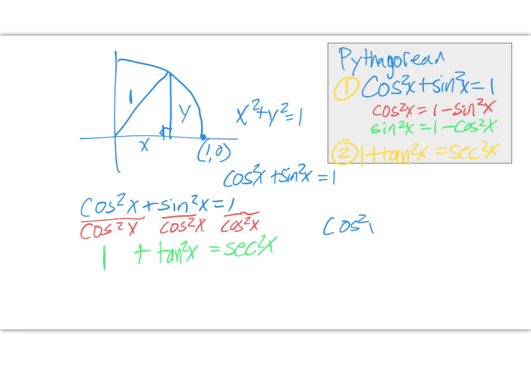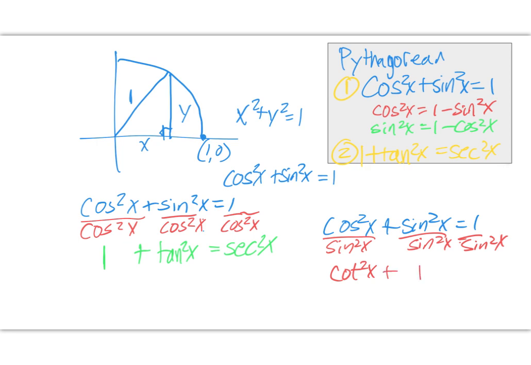The other thing that we can do is if we have cosine squared x plus sine squared x is equal to 1, well, what if this time I divide everything by sine squared of x? The same thing's going to happen, so we've got cosine over sine, that's cotangent. Then we've got sine over sine, that's going to be 1. And 1 over sine is cosecant squared of x.